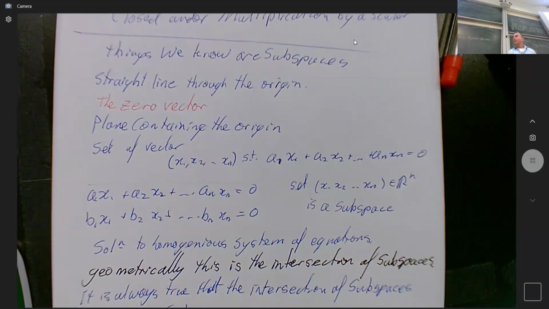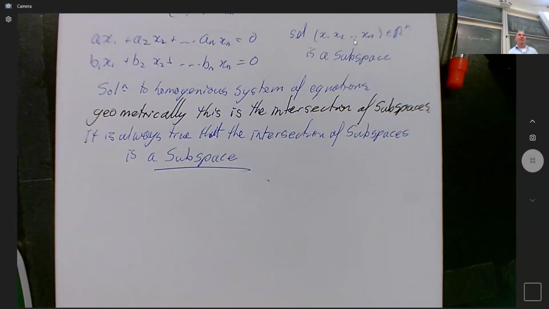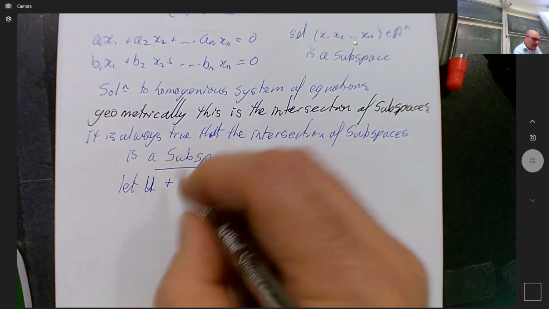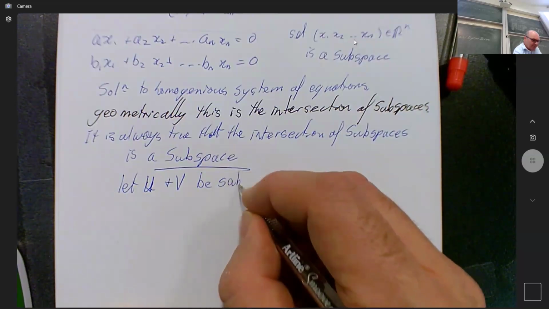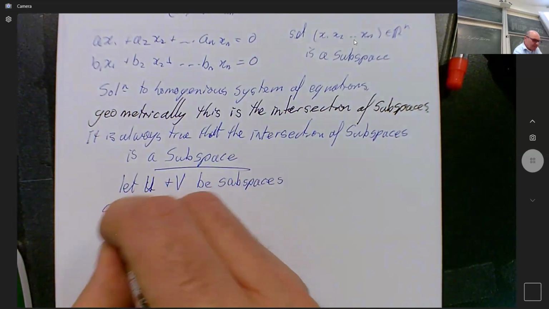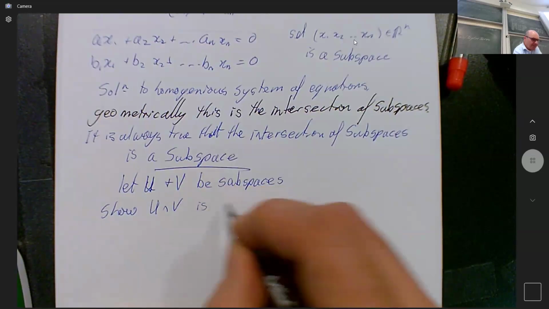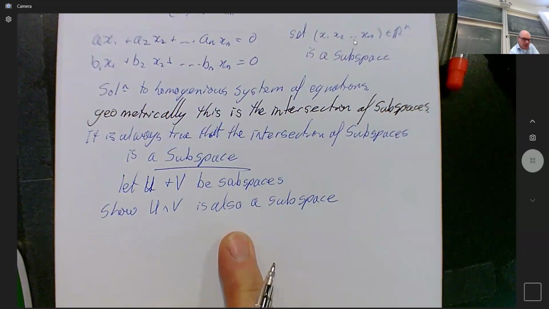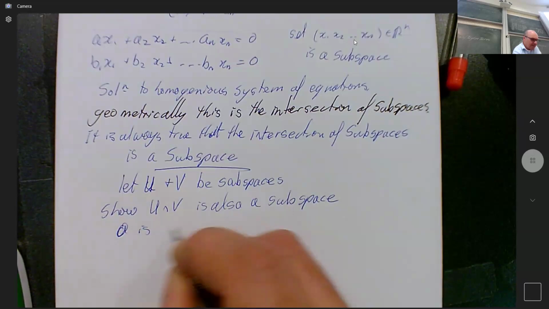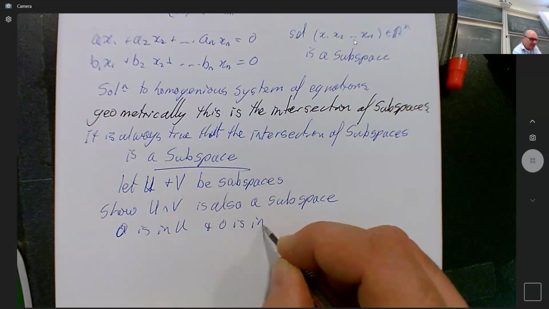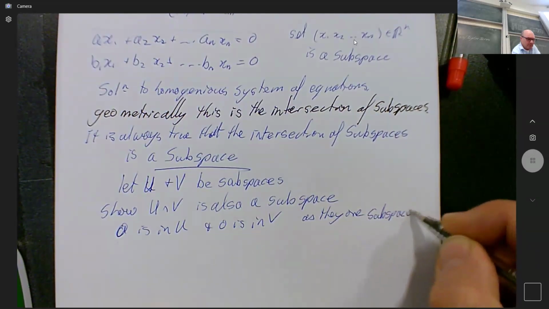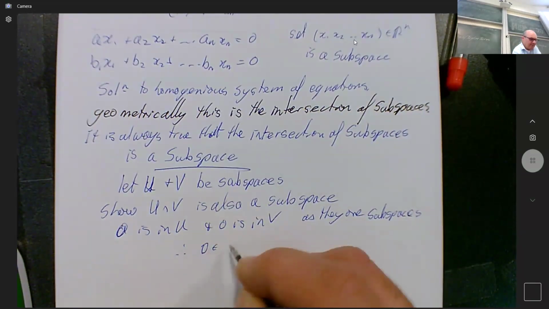How do I show this? Okay, so the plan is always, well, more or less always the same. All right. If I think it's a subspace, then I should be able to show that it is. All right. So let U and V be subspaces. U intersection V is also a subspace. Okay. So 0 is in U and 0 is in V as they are subspaces. Therefore, 0 is in U intersection V.